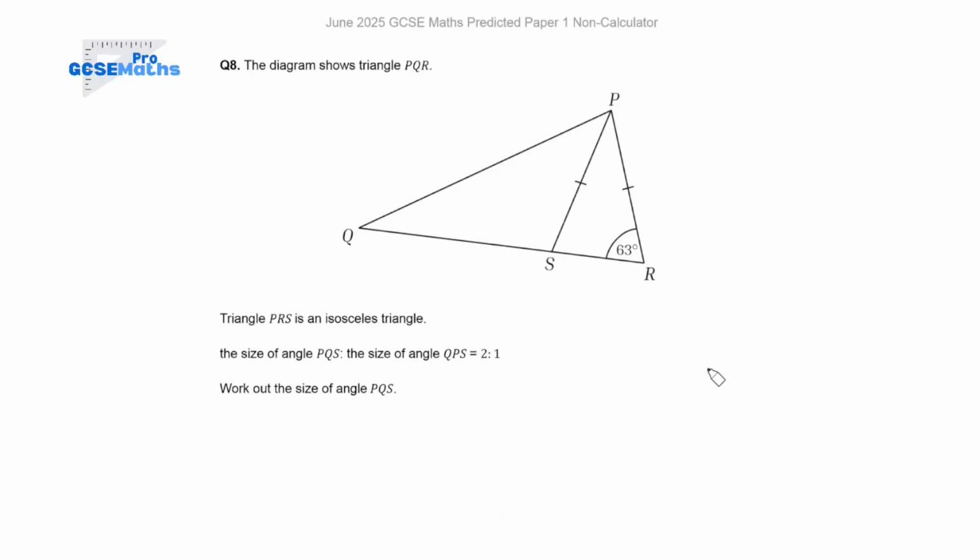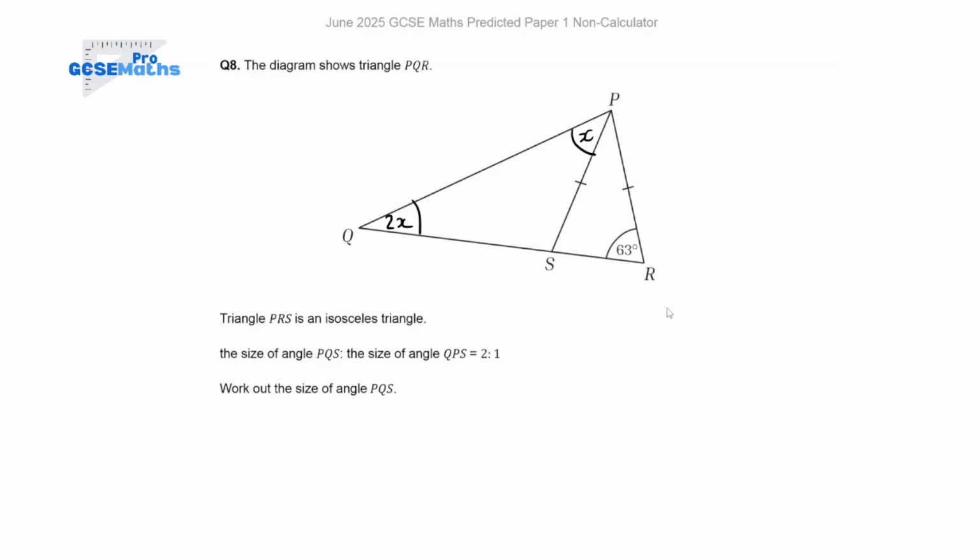Question 8. The diagram shows triangle PQR. Triangle PRS, the smaller one, is an isosceles triangle. As you can see, we've been given the two sides that are equal. We've then been given a ratio for the size of angle PQS, so P to Q to S, so this one, to the size of angle QPS, so this one, they've said is 2 to 1. If you want to, you can label it in terms of x, or you can just leave it in terms of a ratio. So work out the size of angle PQS. So that's the 2x one, isn't it?